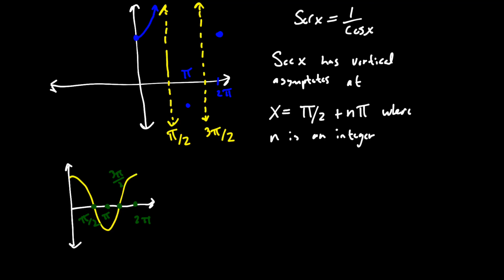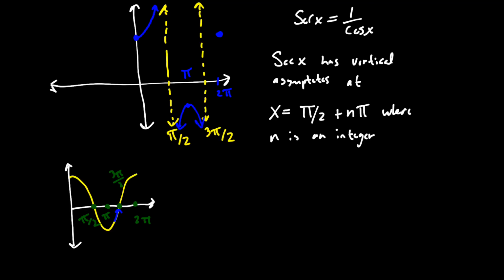So on our secant graph, as we approach pi divided by 2 from the left, our y values are getting extremely large again, except this time in the negative direction. Now, as we approach 3 pi divided by 2 on the cosine graph from the left-hand side, again, our y values are approaching 0, but they're all negative. So this means that on our secant graph, as we approach 3 pi divided by 2 from the left-hand side, our y values are growing extremely large, but again, they're growing in the negative direction.